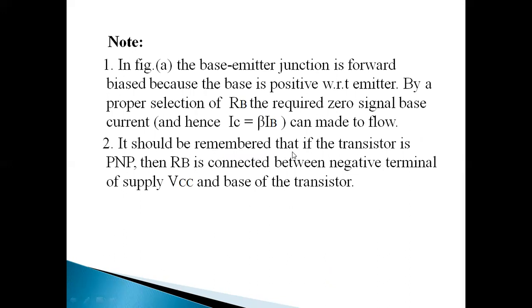It should be remembered that if the transistor is a PNP, then the resistance RB is connected between the negative terminal of the supply VCC and the base of the transistor. So in PNP, the base is of N type, no? That's why, in order to make this input region forward bias, the resistance RB is connected between the negative terminal of the supply and the base, so that the input region of the transistor will become forward bias.